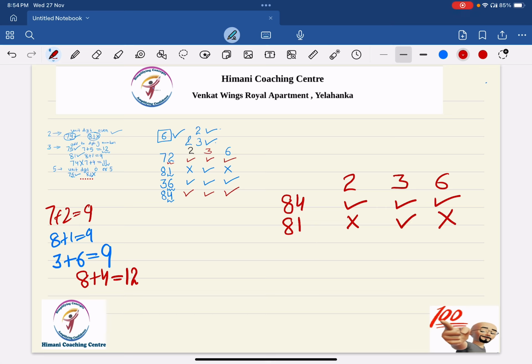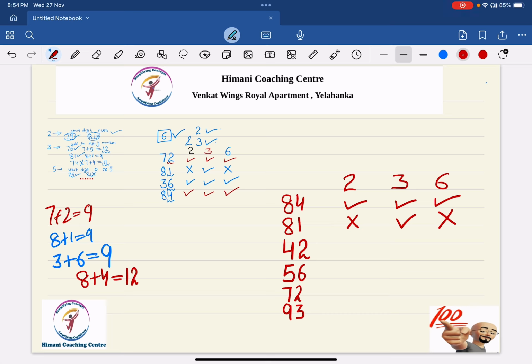So now I want you to solve these questions. Check for 42, check for 56, check for 72, check for 93.